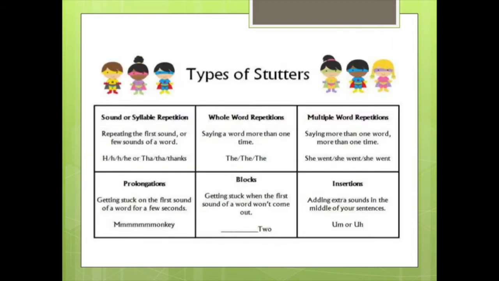Returning to our focused look at stuttering, different types of stutters are sound or syllable repetition, "he-he-he"; whole word repetition, "the the the"; multiple word repetitions; prolongations; blocks, when a word just won't come out; and insertions, like when you add an extra word like "like" into your sentences.